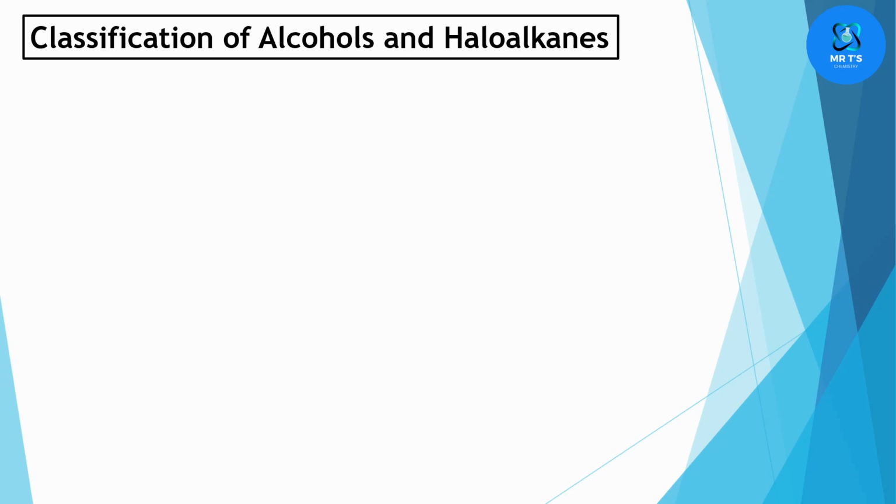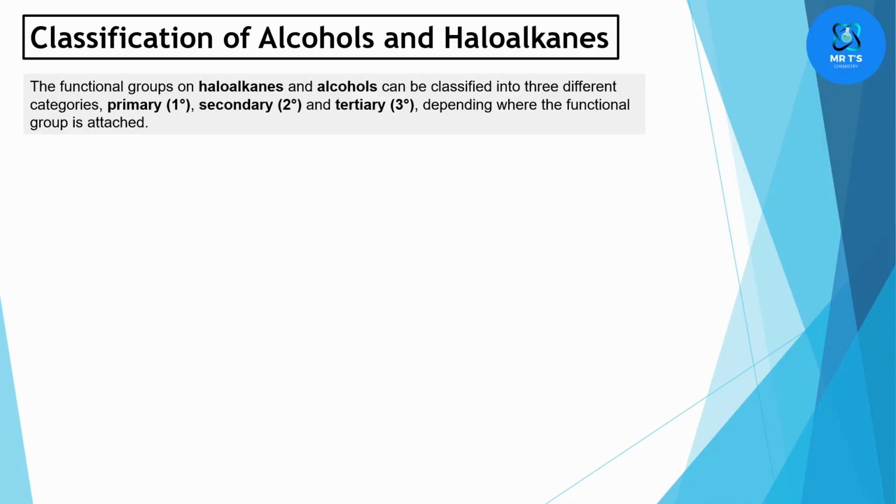Classify alcohols and haloalkanes. So we can classify haloalkanes and alcohols as either primary, secondary, or tertiary, depending on where their functional group is attached. What do I mean by this?